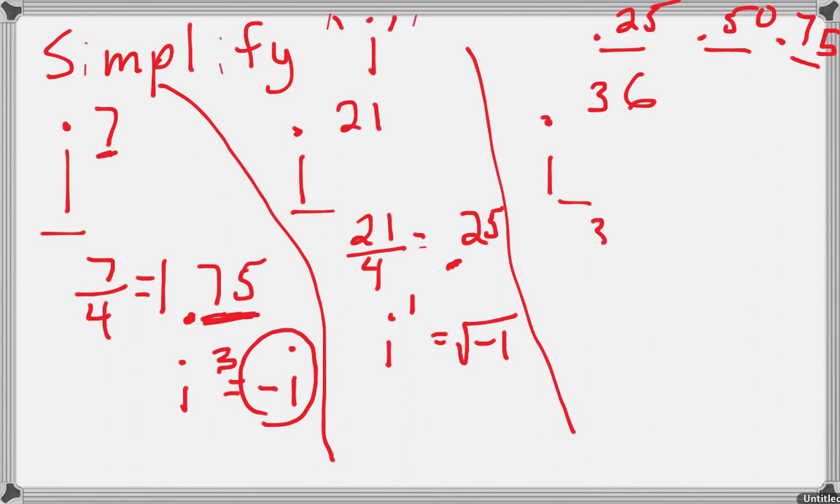If we take 36, divide that by 4, we get 9. Okay, I don't have a decimal. Well, that's no remainder. So I'm going to write i to the 0 power. Well, what's anything to the 0 power equal? 1.